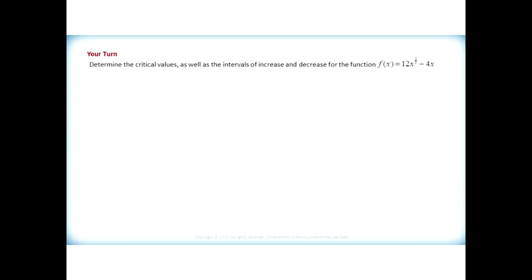So here's a question for you. It says determine the critical values as well as the intervals of increase and decrease for the function. Aha, so when it's your turn, I make you do all the stuff. If you can't see this very clearly right here, this says 12x to the power of 2/3, minus 4x. Not that my handwriting is much better. So that's a little bit of clarification for you. Sometimes these things don't come out too clearly. All right, so have a crack at that one, and I'll show you the solution now.